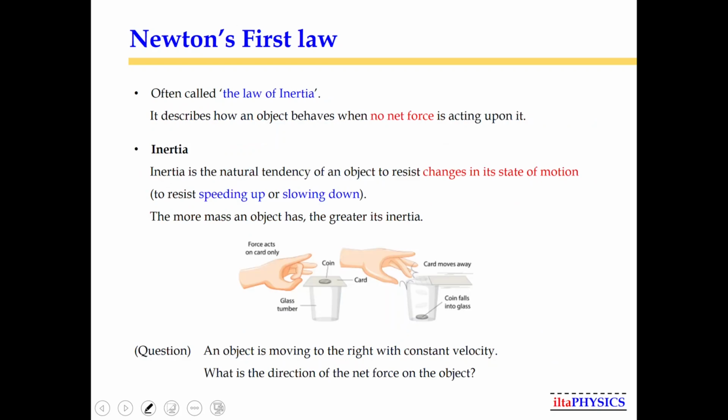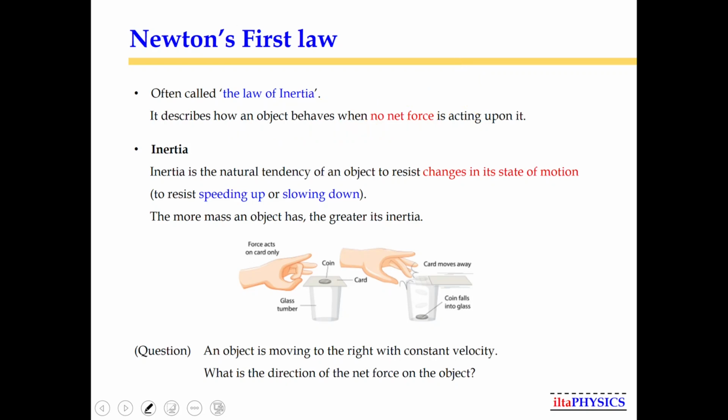Newton's first law is also known by another name, the law of inertia. As we explained earlier, the law of inertia describes the motion of an object when no external force acts on it. That means a stationary object stays at rest and a moving object continues to move at the same speed and in the same direction.